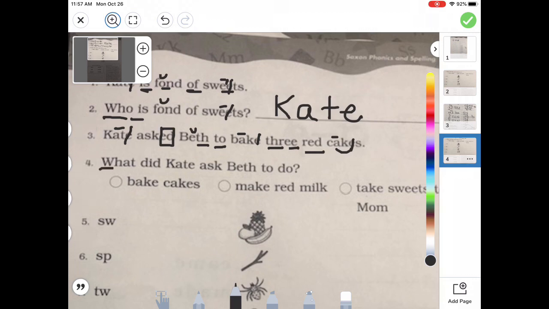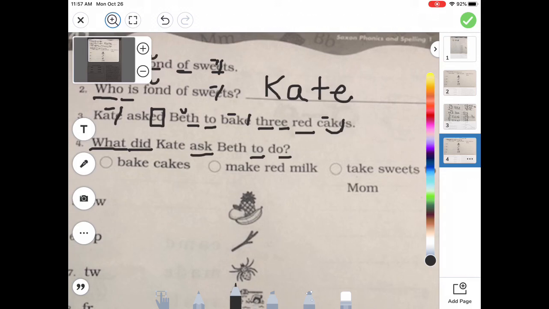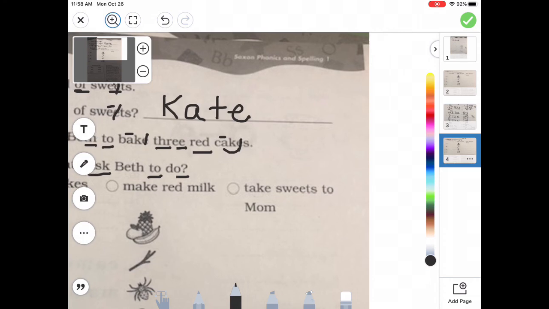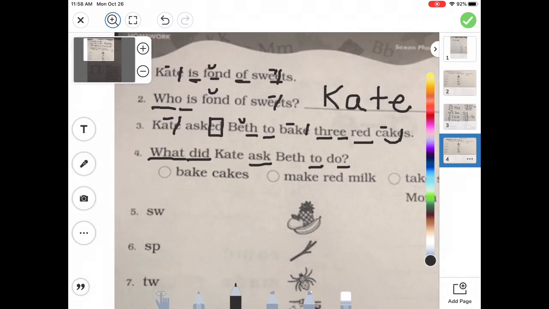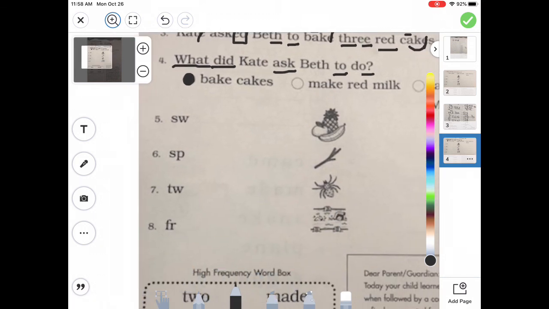And then our question is, what did Kate ask Beth to do? Did she ask her to bake cakes, make red milk, or take sweets to mom? That's right, bake. So we're going to fill in that circle.